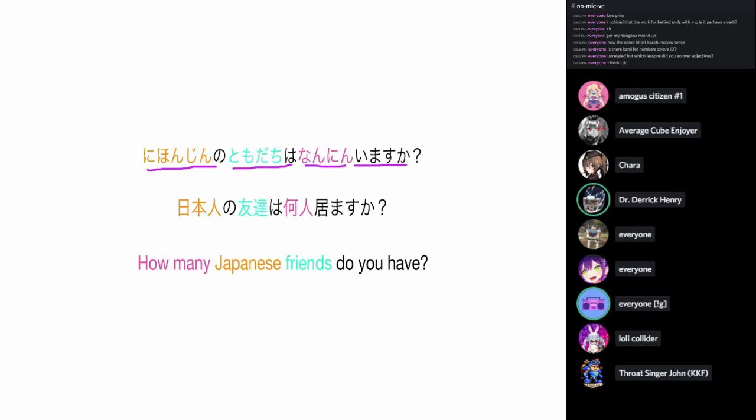And over here we're seeing a noun, which is Nihonjin, being used as an adjective through the use of no. This kanji, kuro?